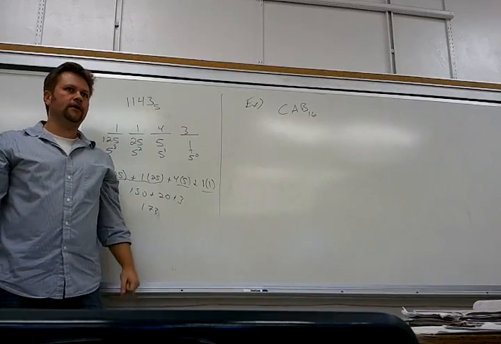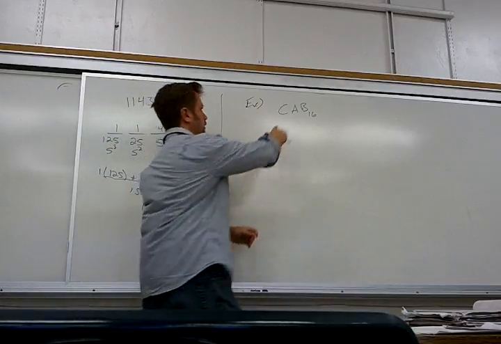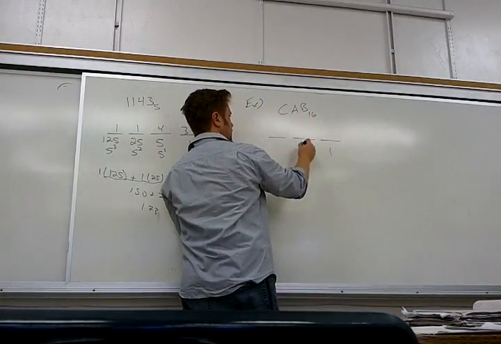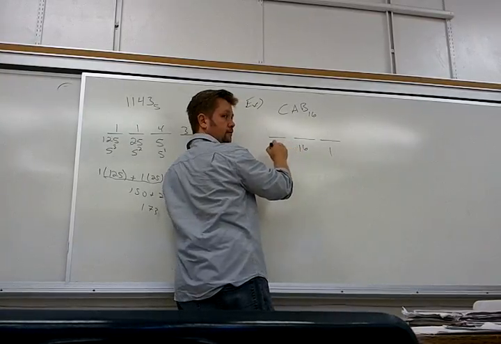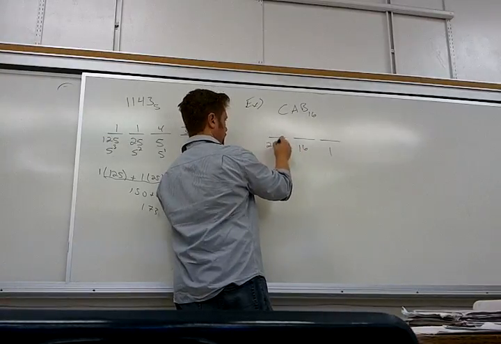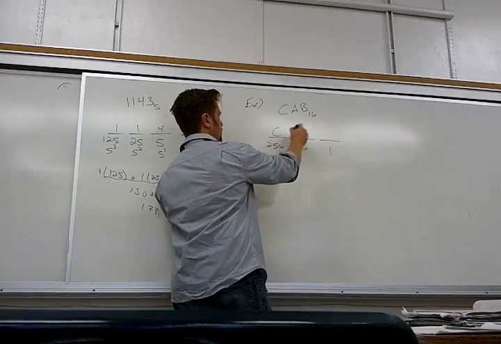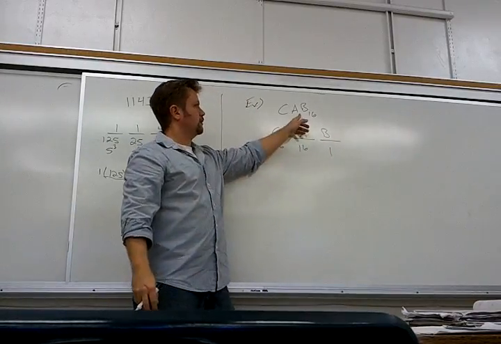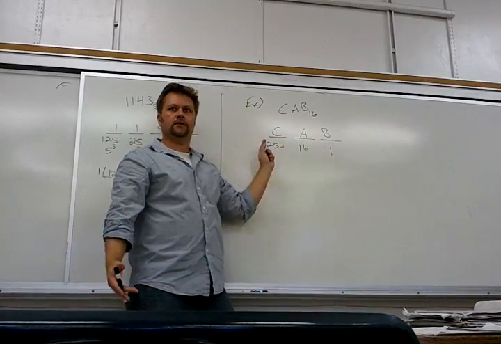For base 16, what are the places first? I need 3 places here, right? 1, 16, 256. So there's two things done here. I know I only need 3 places because I only have 3 places. Base 16, I already know.